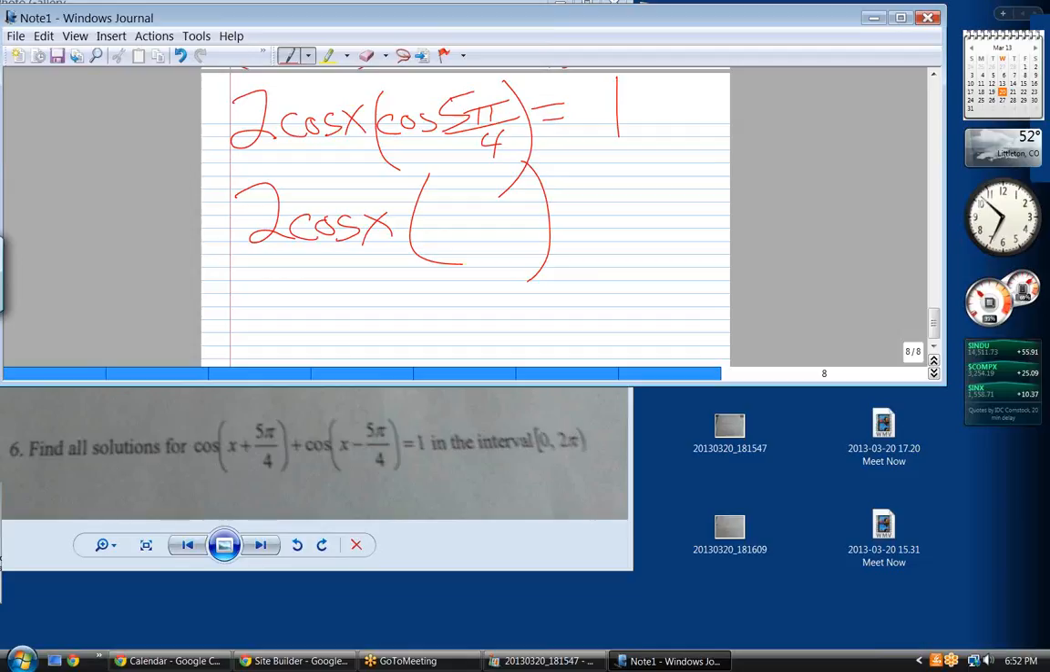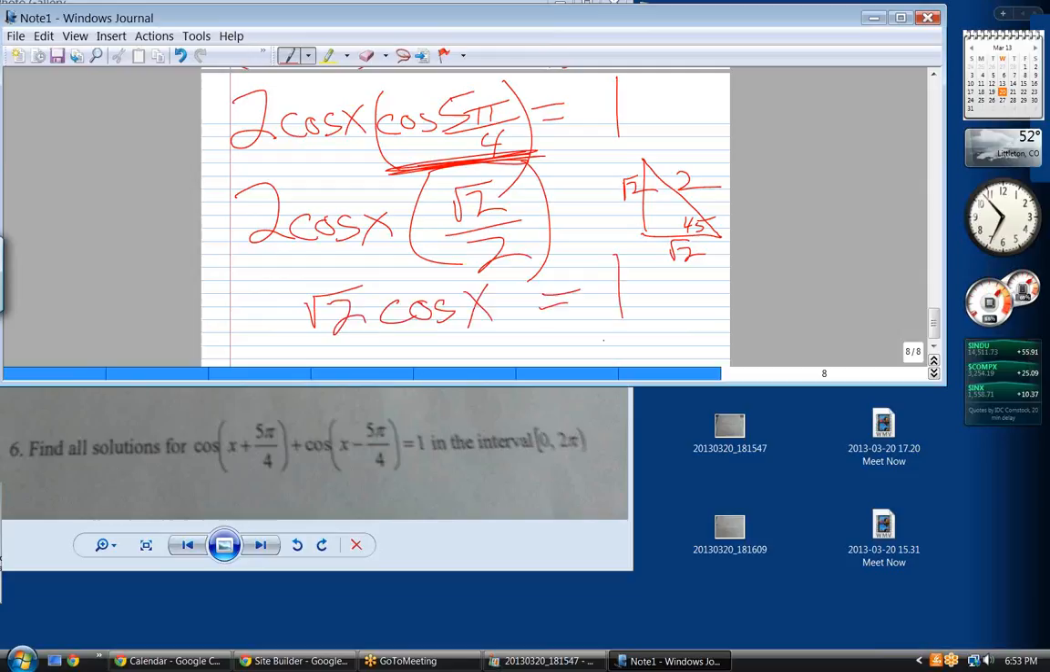So it's not an angle though. No, it's a number. Okay, I got it. Would it be root 3 over 2? No, it's 45 degrees, right? Oh, so root 2 over 2. There you go. So I can substitute a number for this expression. Yes. Now I've got root 2 cosine x equals 1.